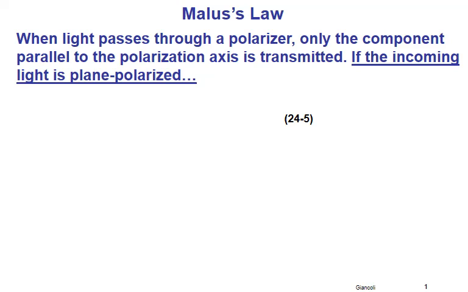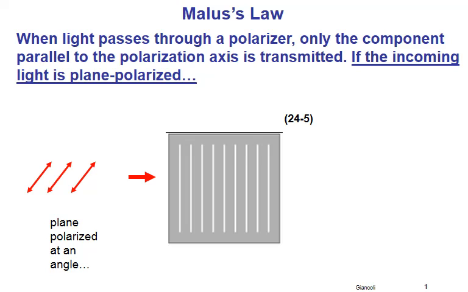So when light passes through a polarizer, only the component, again, parallel to the polarization axis is transmitted through. If the incoming light is plane polarized, like this, let's say all the electric fields are lined up like this. Let's say that we had a polarizer that polarized the light at an angle, and it's all lined up, right? And you have a vertical polarizer, let's say. Well, only the vertical components of each of these is going to make it through, right? You have the horizontal and then the vertical component. Only the vertical component is going to make it through. And so, yeah, it's going to cut out some of that light.